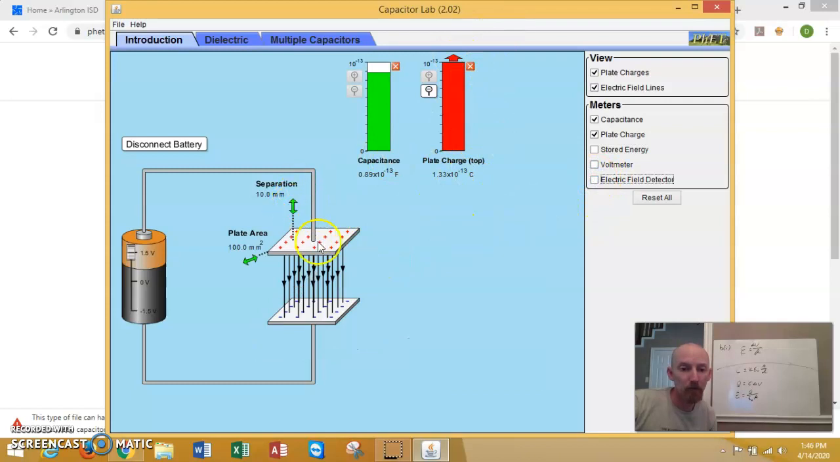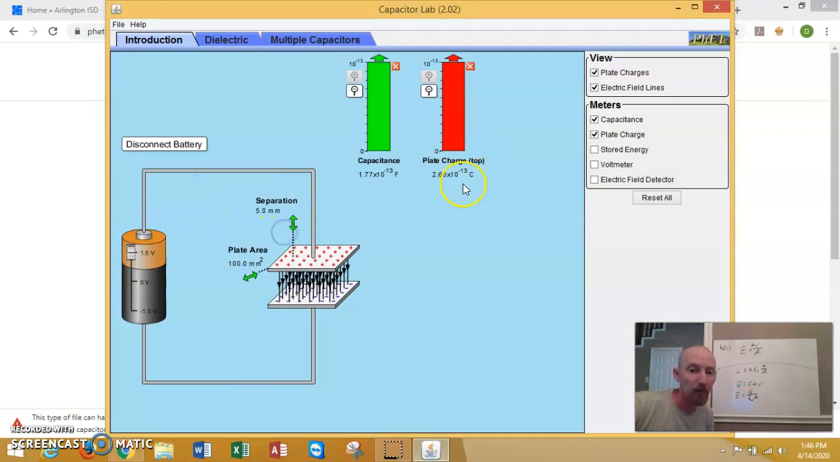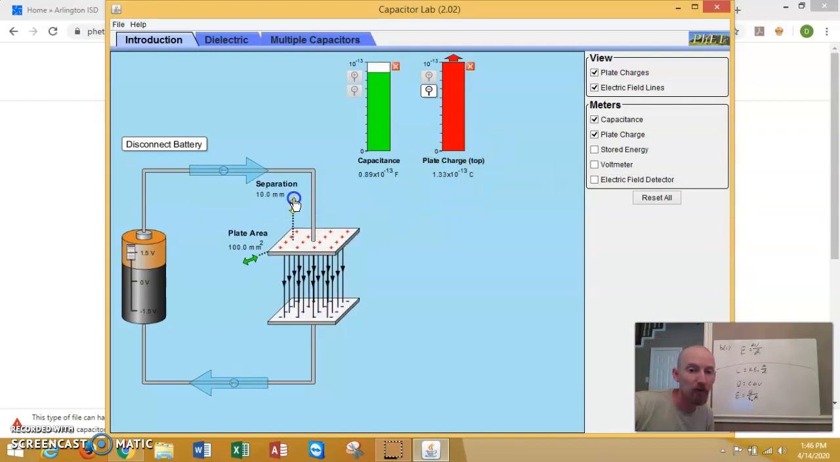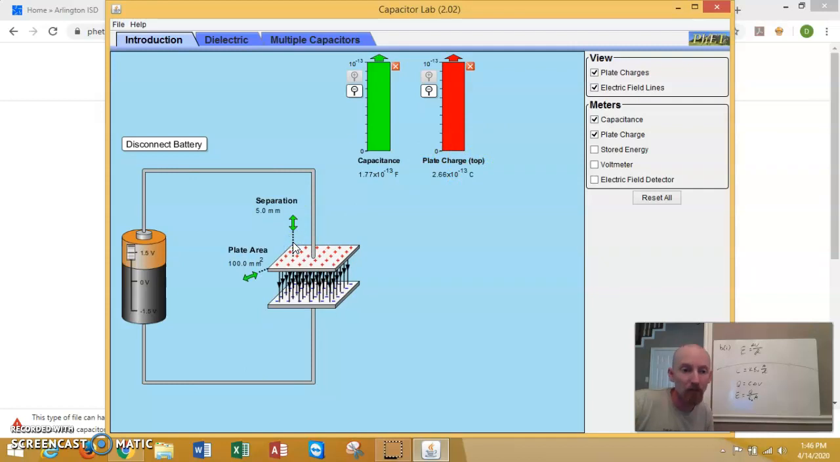So what will happen to charge if you make D smaller? Well, if D gets smaller, then capacitance will get bigger. And it was Q equals CV. V stayed the same because it's connected. The switch is closed, so V stays the same. If D gets smaller, capacitance will get bigger, which means charge should get bigger. So if I make these closer, you see that my plate charge goes up right here. Watch it. It gets smaller, it gets bigger. So there you go. All right, so our plates are closer together.